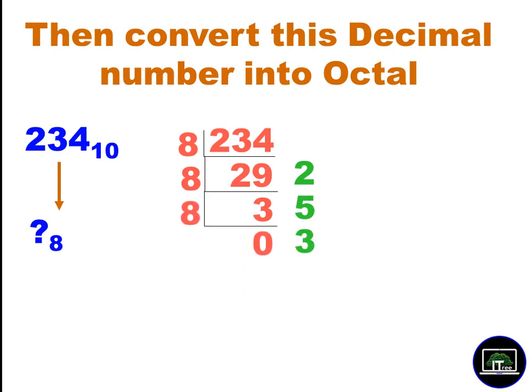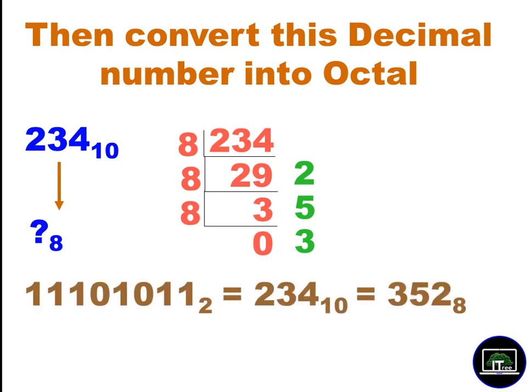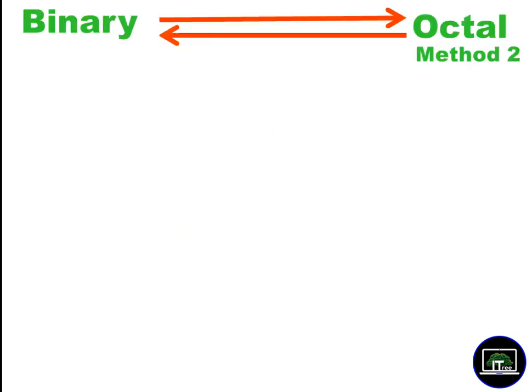When you convert 234 in decimal to octal, you get 352. Remember that we write the remainders from end to start. When you convert 1 1 1 0 1 0 1 1 from binary to decimal, it becomes 234. When you convert that number into octal, it becomes 352. Okay, you got that. We'll go to one more example with method 2.